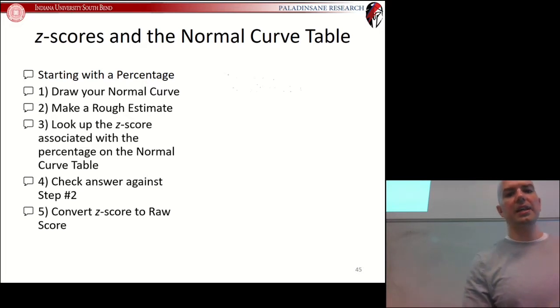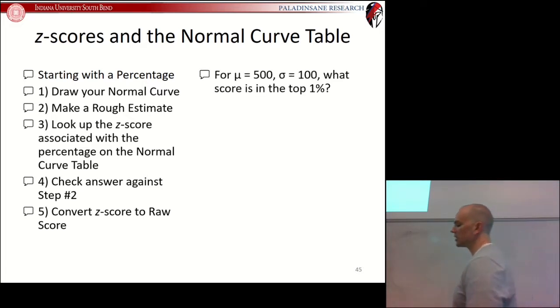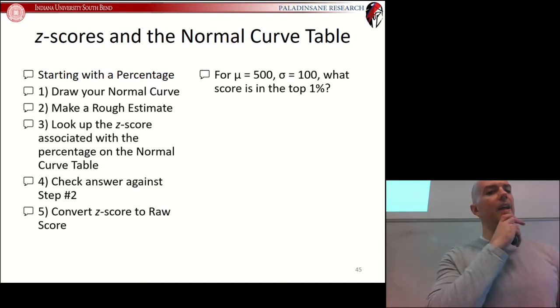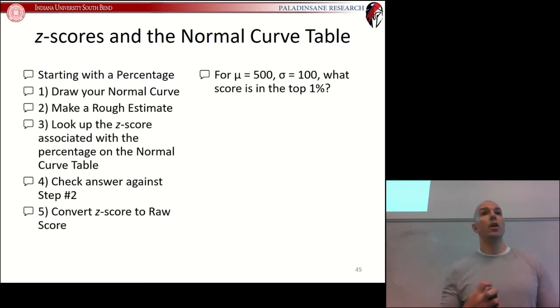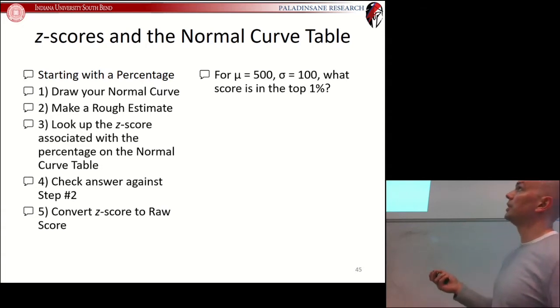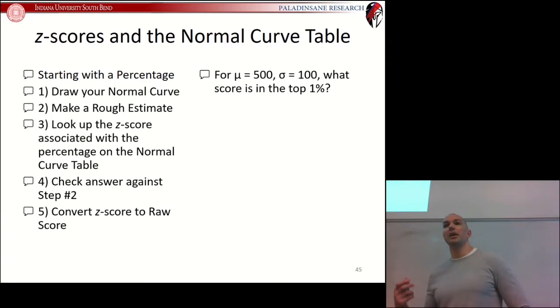So back to the SATs. For an individual section, the mean is 500. The standard deviation is 100. What score will get you in the top 1% of those SAT scores? So what do you need to get into that top 1%? Notice that in this case, we're starting with a percentage. So that's a very important thing to reiterate one more time. In these questions, the first thing you have to ask yourself is, what am I starting with? If I'm starting with a percentage, I'm going to do these 5 steps. If, on the other hand, they give me a raw score, I'm going to do the previous 5 steps.